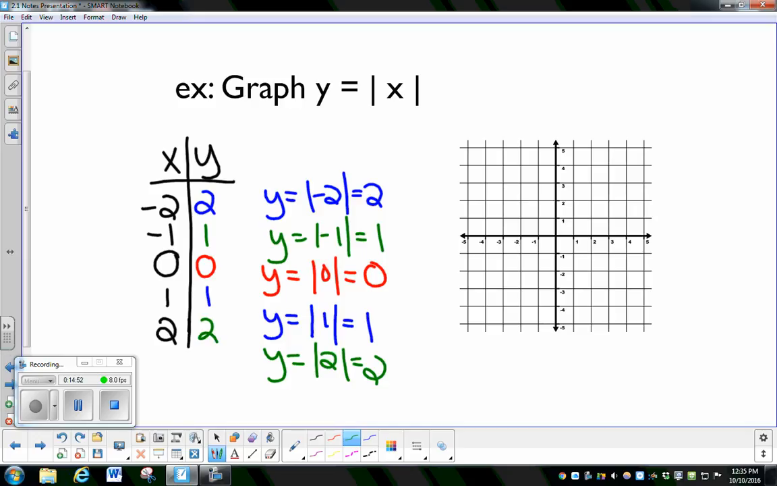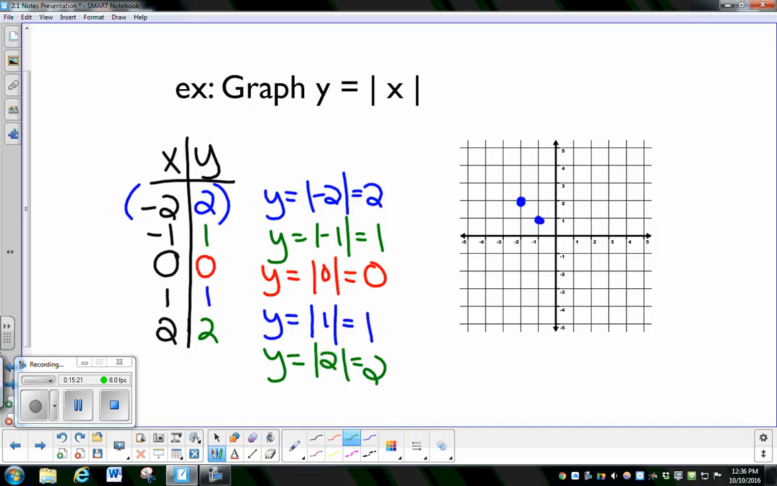So now that we made our XY table, we just need to plot these points on our grid. So I'm going to start here with -2, 2. You can think of this like a coordinate point, -2, comma 2. I'm going to go over to -2 on my x-axis, up to 2 on my y-axis, and put my point. Now I'm going to do the point -1, 1. So I go over to -1 on my x-axis, up to 1 on my y-axis, and put a point.